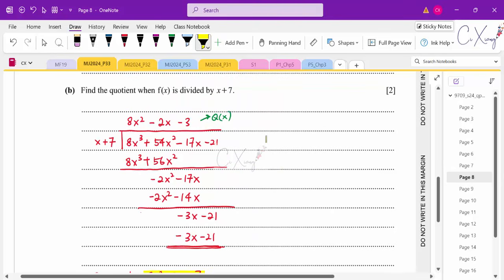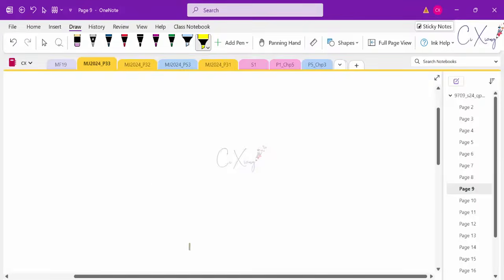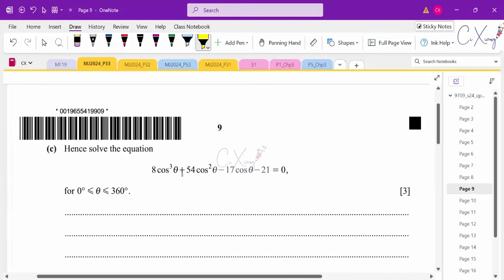Alright, so let's have a look for part C. For part C, they want us to solve the equation 8 cos power 3 plus 54 cos square, then minus 17 cos, and also minus 21, then equals to 0. And your theta is between 0 until 360. Okay, so for this question, if you try to observe, right, this question is very similar to what we have in the function just now. So our function just now is 8x power 3, then 54x squared, minus 17x, and then minus 21. So this is my function f(x) just now.